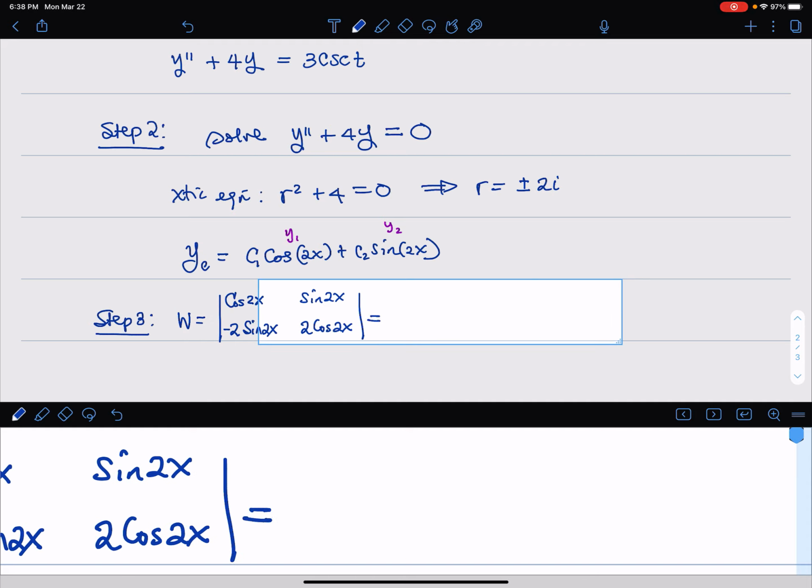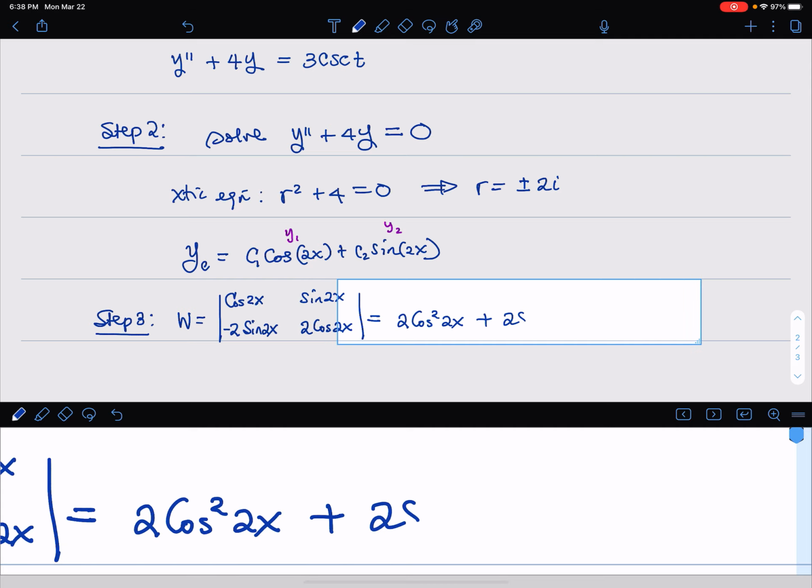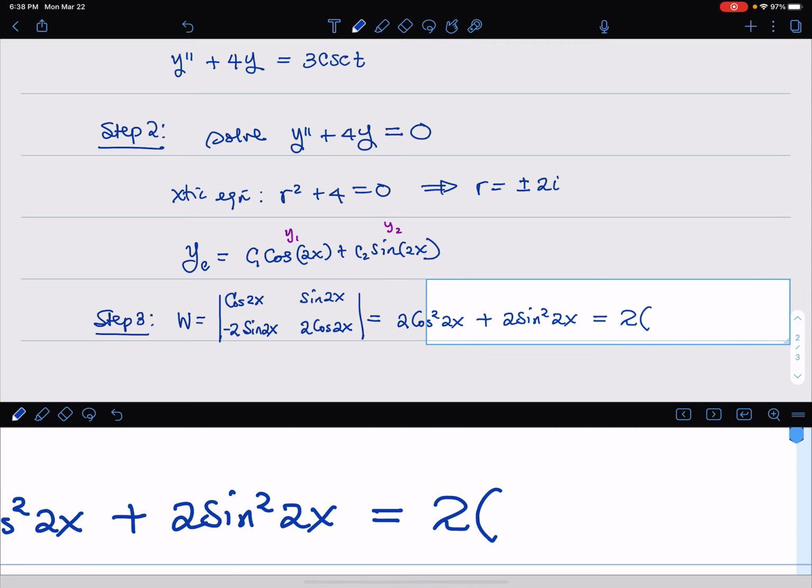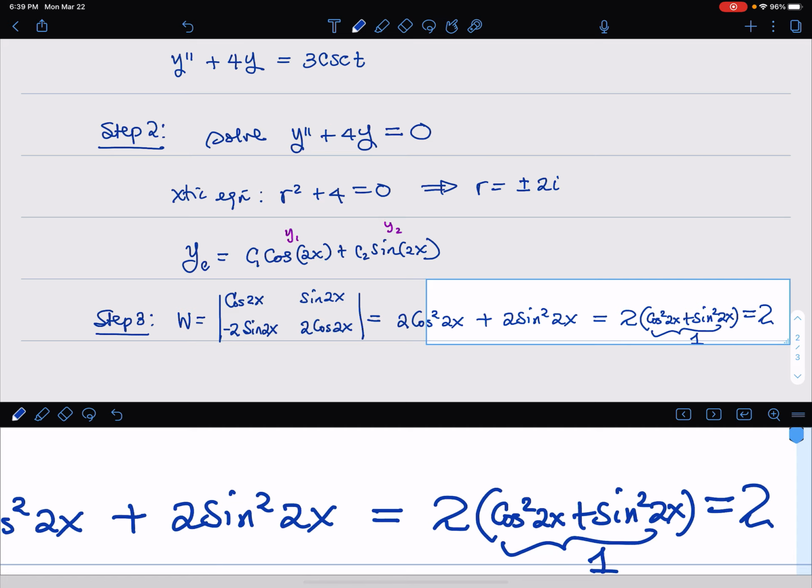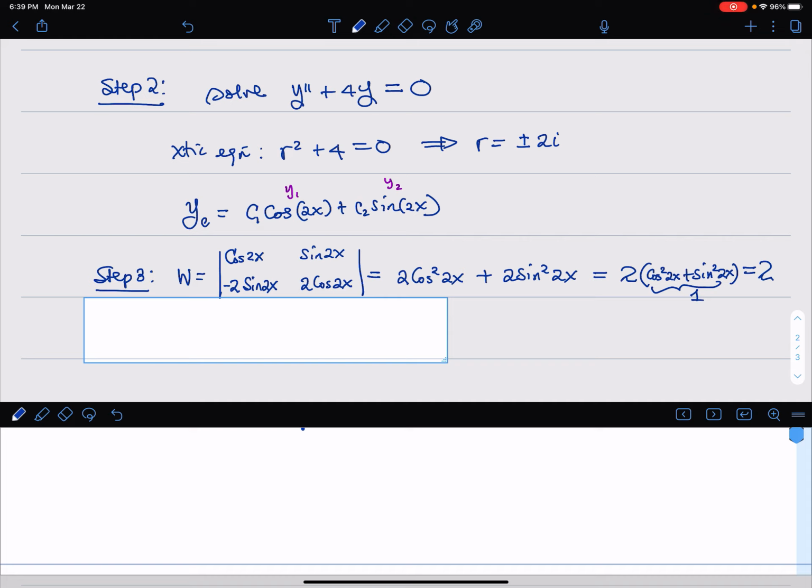So this is a determinant. We're computing a determinant. So the determinant is going to be 2 cosine squared 2x plus 2 sine squared 2x. If you factor out the 2, you're left with cosine squared plus sine squared, which is just 1. So this is 2, because this is equal to 1. Okay, very good. Now, that's W.